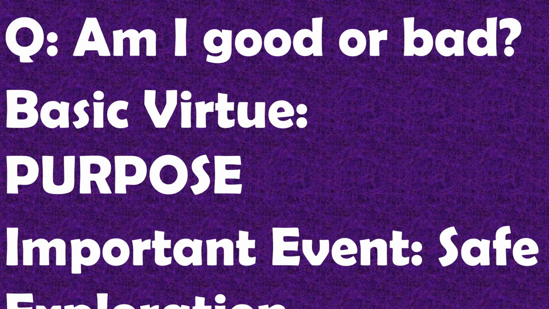The third stage of human development, or psychosocial development, consists of question, basic virtue, and important event. Under question: am I good or bad? Basic virtue: purpose. Important event: safe exploration.